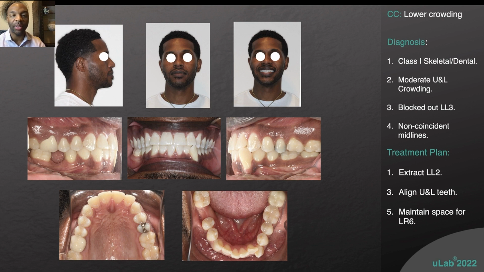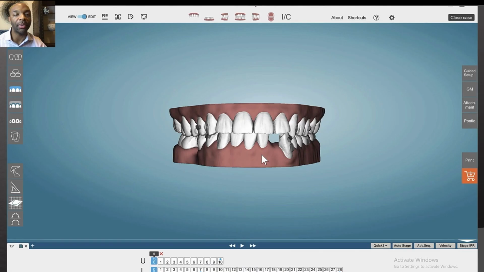When I did the setup with the extraction, because of the other crowding that he had with the lower 2 to 2, it was almost like taking it out and swapping it in. So I felt comfortable that I was not going to leave him with a lot of excess overjet. And so basically we're going to maintain that space in the lower right, extract the lower left 2, and align the upper and lower arches.